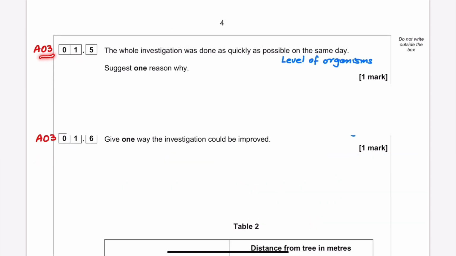1.5 is an AO3 question, and this question is from the level of organisms. The whole investigation was done as quickly as possible on the same day. Suggest one reason why. If we look here, the investigation is done on the same day. The reason behind it is that the students need an investigation in which the light intensity is the same throughout the day.